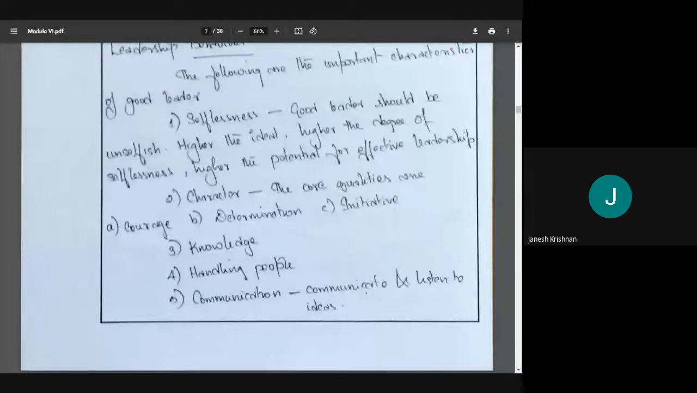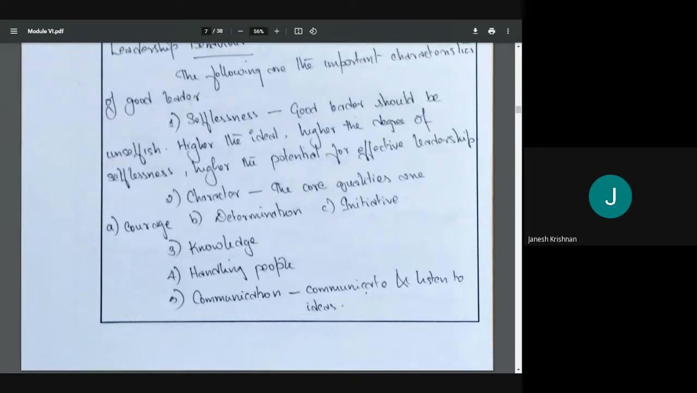Then his initiative. His initiative to take steps. Sometimes people may be afraid and they may move back. But a good leader should be one who is ready to take the necessary steps. So he should initiate, right? And then his knowledge. Knowledge should be about the business, about the problem, all those things.